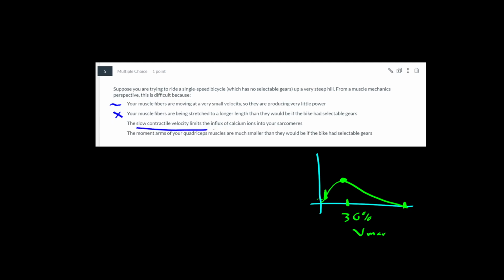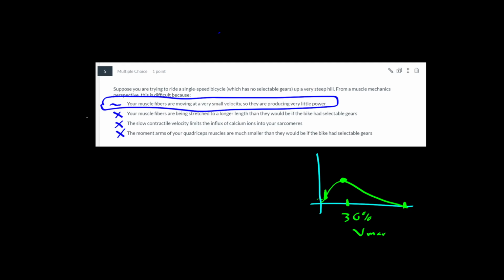This one, the slow contractile velocity limits the influx of calcium ions into your sarcomeres. Well, no, I don't think that's correct either, because we didn't learn anything about contractile velocity being related to calcium ions in the sarcoplasmic reticulum. Finally, the moment arms of your quadriceps muscles are smaller than they would be. Well, this gets back to the same idea about changing gears on a bicycle not affecting the range of motion of your joints. So it probably wouldn't change if your joints are going through the same angles. It wouldn't change the moment arm either. So in this case, I think this is the best answer.